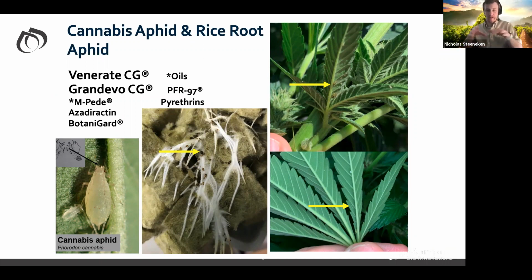If you bag up your root ball in a very fine mesh bag and put a rubber band around the stem, you can somewhat mitigate the transmittance of the root aphids, just as another control method.